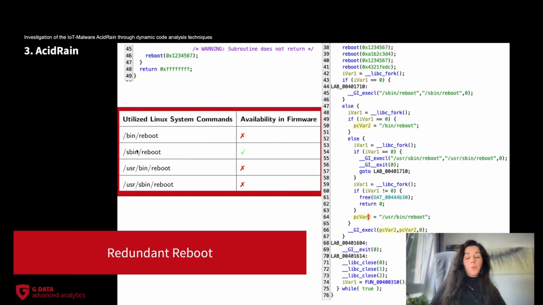It's just one reboot. So this gives us the feeling that AcidRain does not know the system, the modem where it should be run. So it tries in a blind way, fire and forget. I just want to reboot. I don't know the system where I run. I just try my best.